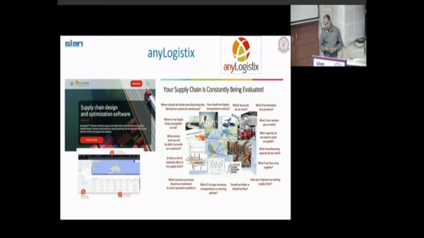That kind of thing. What capacity do we need to store our goods? What if we lose our key supplier? Then so many things we can do. This is really, really powerful and user friendly. Why am I saying user friendly? You don't need to code anything. It is just a drag and drop option. If you want to create the supplier, select that icon, drag it where you want to create the supplier, create the customer. When you create the customer, then it will ask you what is the demand of that customer.